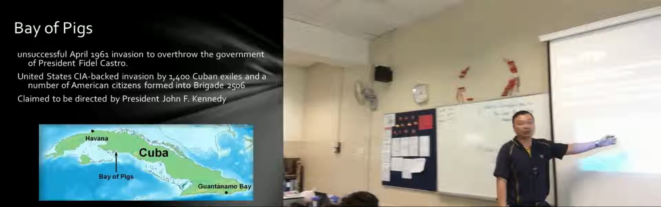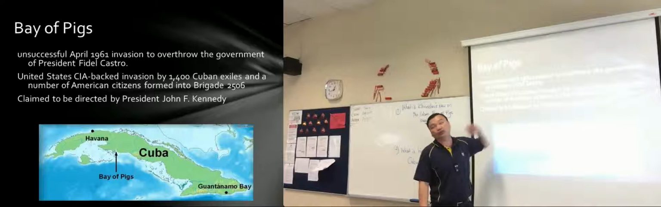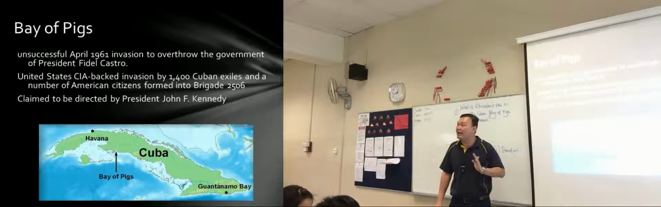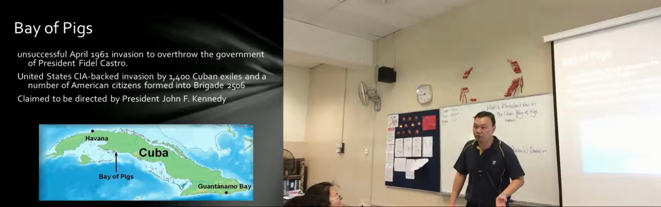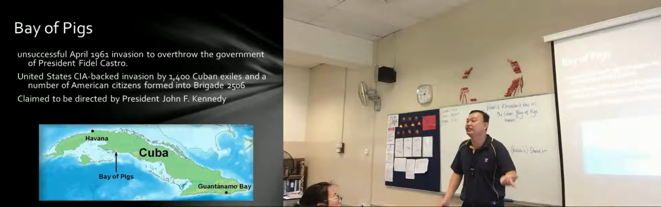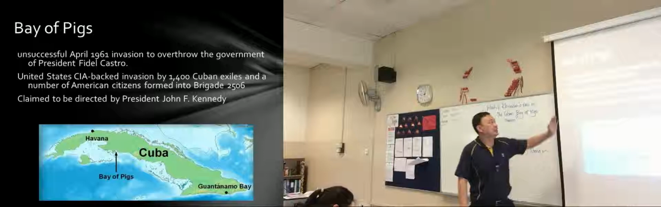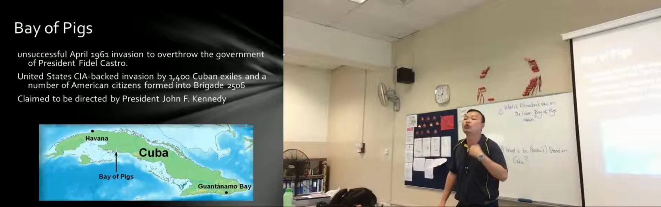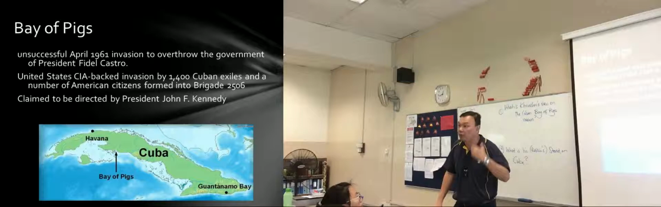Now, the Americans started this attack to overthrow the government in April 1961. According to John F. Kennedy, he kept denying that he knew about it. In fact, he could be telling the truth. We don't know, because before he actually wrote down everything, he was killed. He wrote a memoir, but in his memoir he said that he didn't know anything. It was the CIA who backed 1,400 Cuban exiles to go against Castro. That means these people were formerly supporters of the Batista government. They wanted to overthrow Castro. They failed.